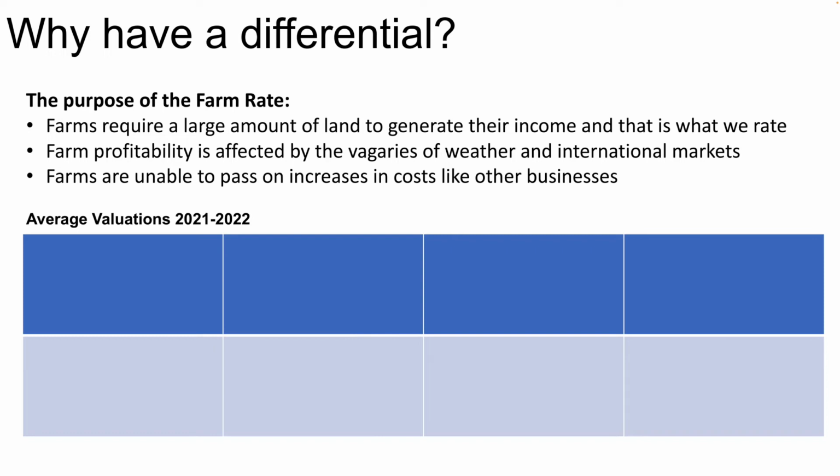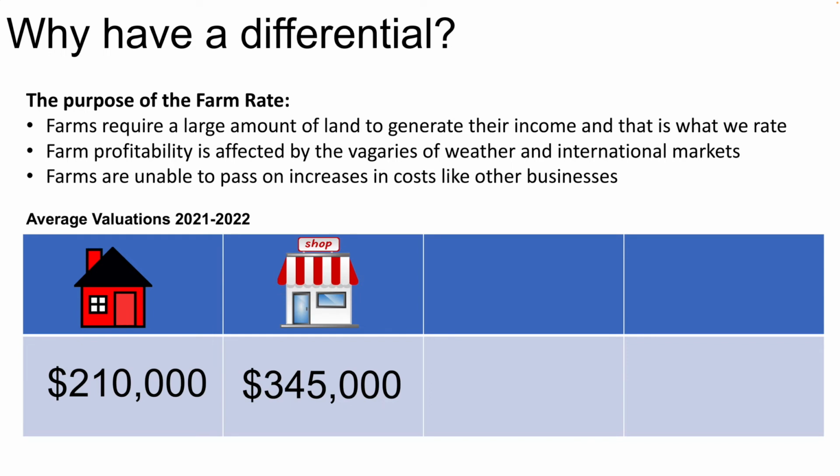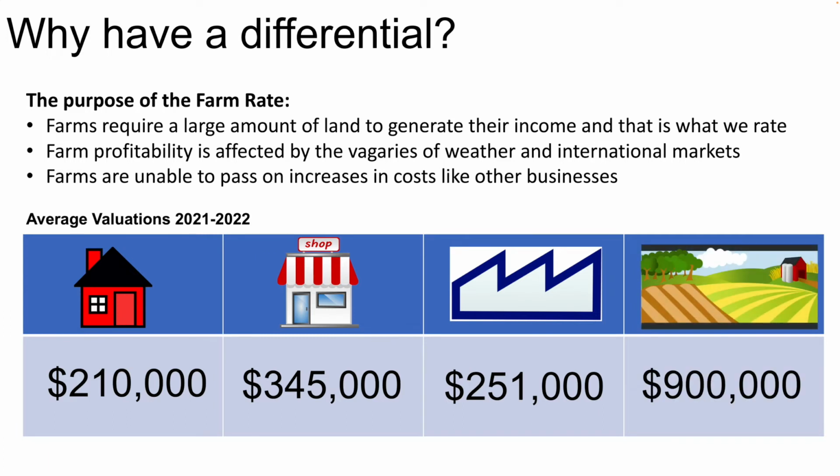So let's have a look at that first point about average valuations, and we'll have a look at it in the 21-22 year, which is the current year. If we have a look at residential properties, the average valuation is $210,000. For commercial properties, the average valuation is $345,000, industrial properties $251,000, and farm properties are $900,000. So as you can see there, the average farm property is significantly higher than the average property values for each one of the other categories.